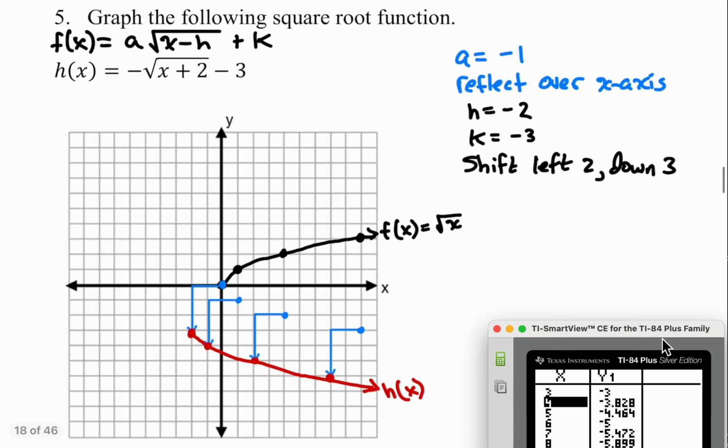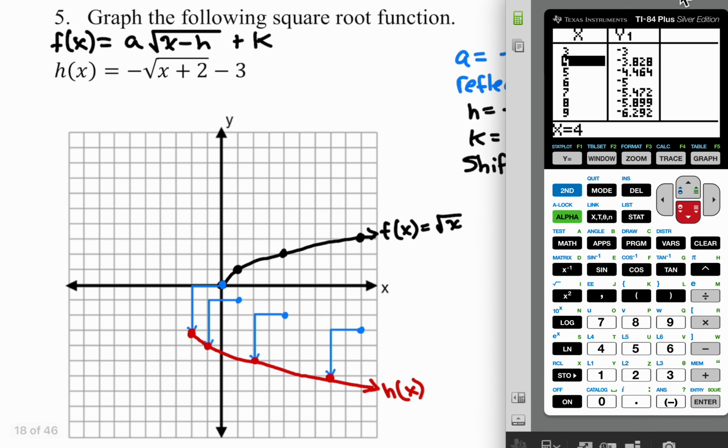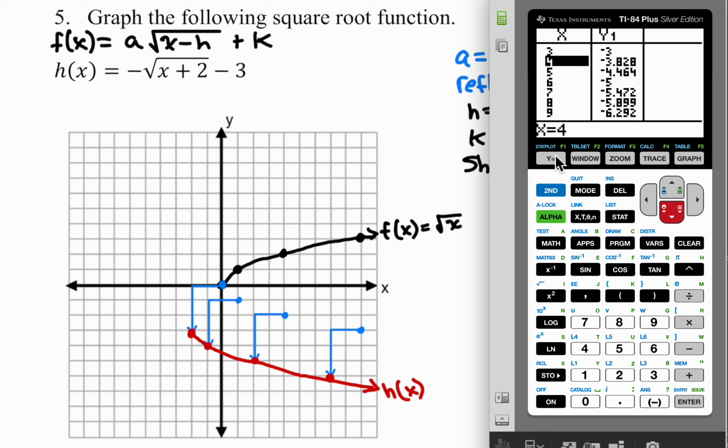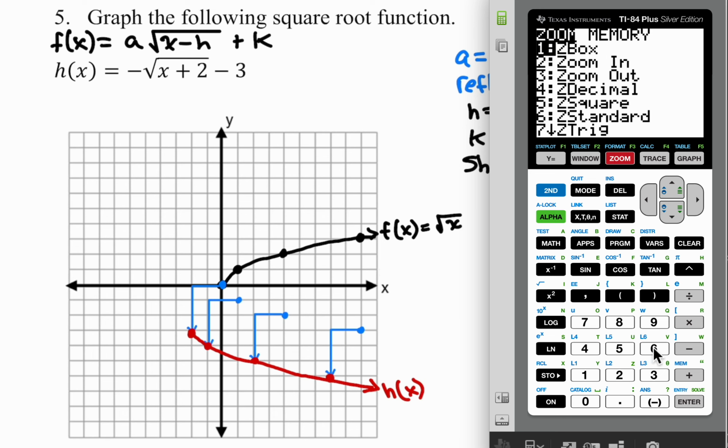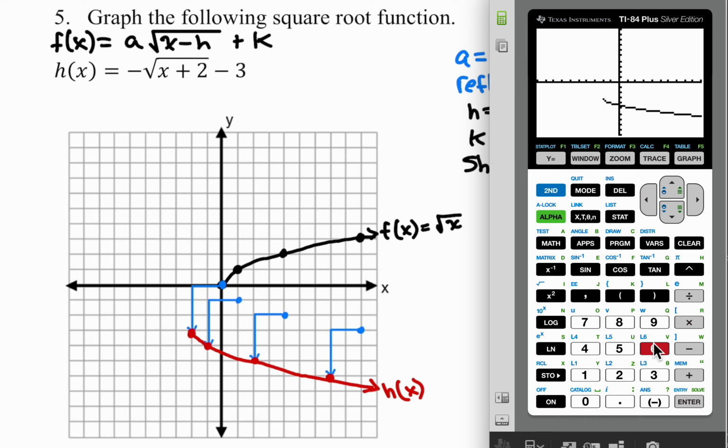Going back to number 5, so we're going in reverse order here. If you just wanted to create the graph, just type it in: x plus 2, close it up, minus 3. Again, you can look at the picture, zoom 6. It'll give you a general sense of what the graph ought to look like.